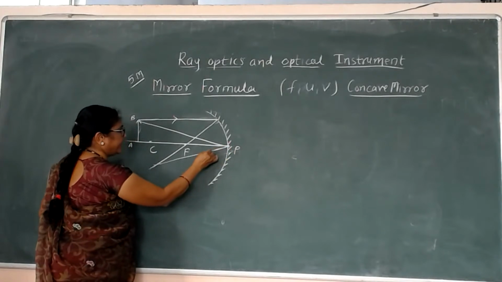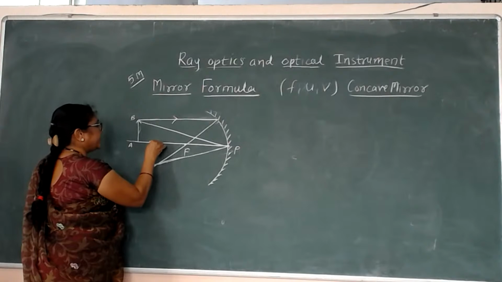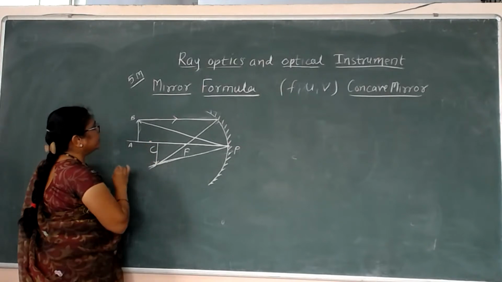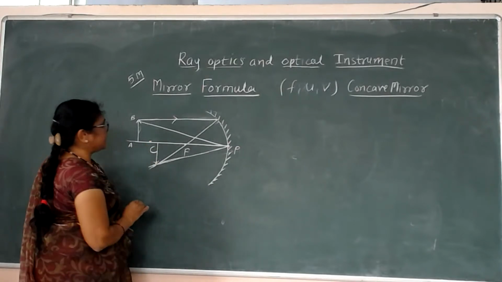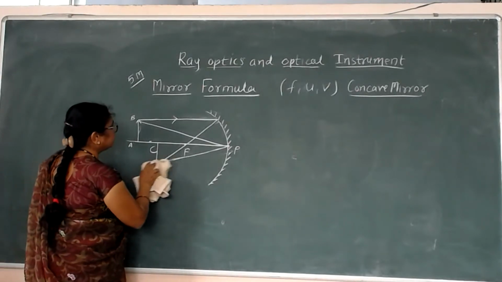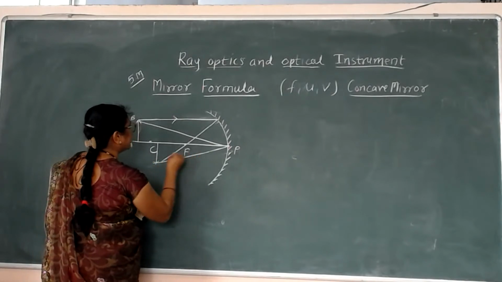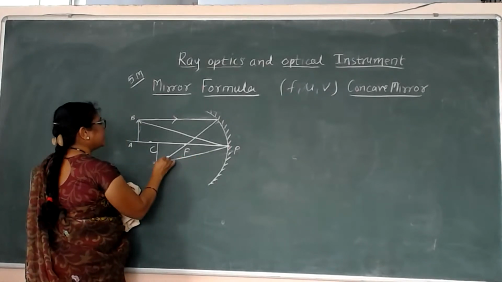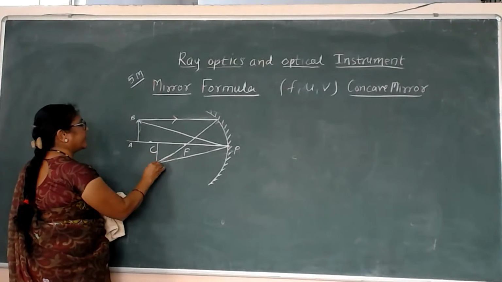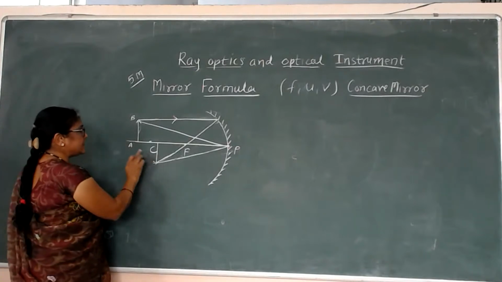Here this is the reflected ray. Both the rays meet. Where the rays meet, the image is formed. So an inverted image is formed. The image is diminished and inverted. So AB is the object, and here this is the image.